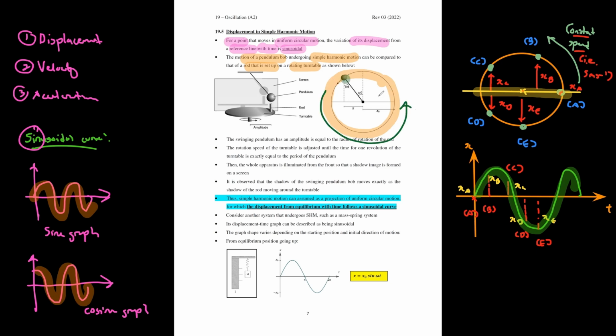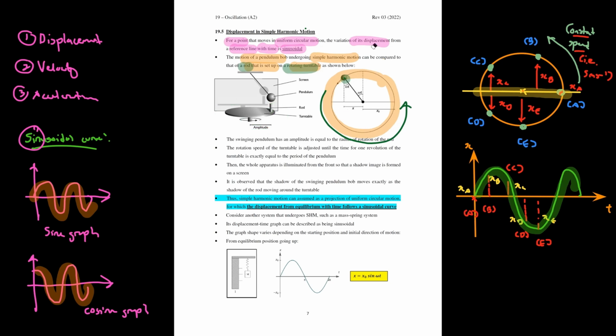Okay, so just now I already told you, if you have a point that moves in a circle at constant speed, the displacement with respect to time will be sinusoidal. So here, this point that moves in a circle, in this example, they use the example where you have a rod that's set up on a rotating table. It is actually this part here. You have a rod, you put it on a turntable, the turntable is moving in a circle.